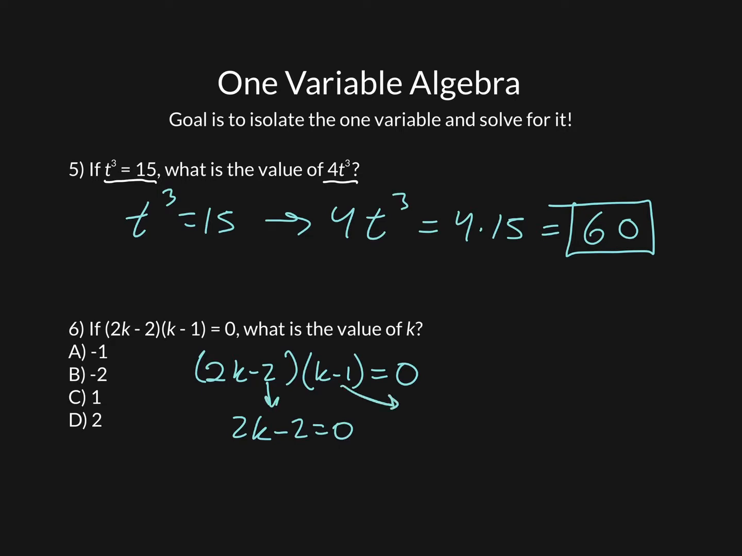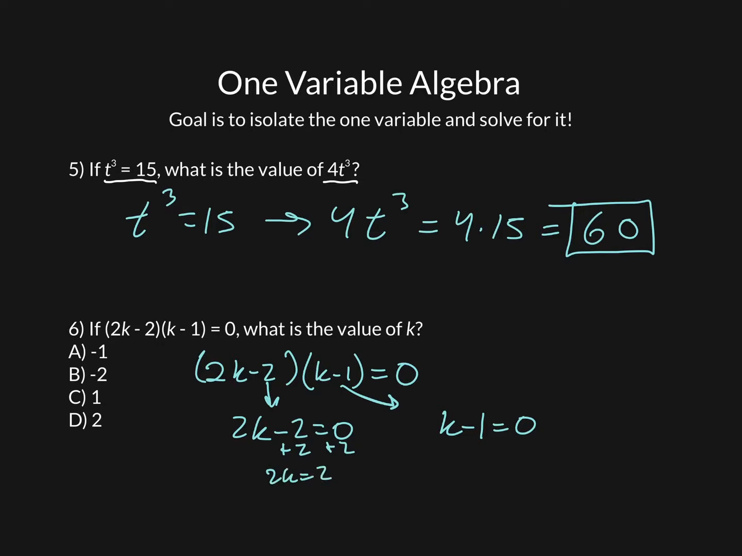And then to get the other solution, we get k minus 1 equals 0. Well, we're allowed to split it this way because if either of the two give us a 0, then 0 times anything is 0, which is why both would work. So let's simply solve for both sets.